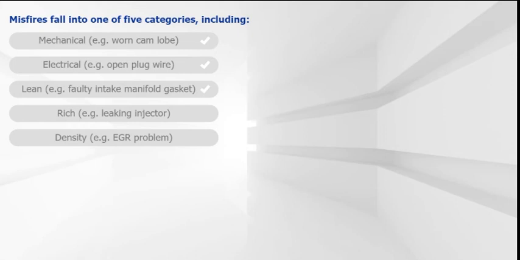Typical areas for unmetered air to enter are leaking intake manifold gaskets, leaking injector O-rings, cracked or loose vacuum lines, and cracked or leaking exhaust manifolds or system pipes in front of the pre-catalyst heated oxygen sensor.